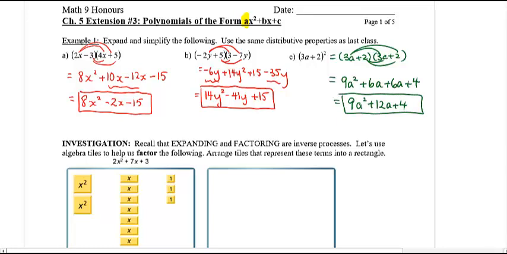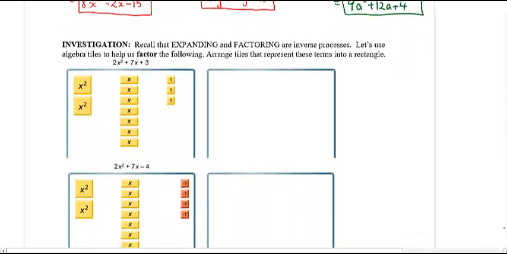Now, remember how expanding and factoring are inverse processes? So now, let's use algebra tiles to help us factor the following. Notice the first question is 2x squared plus 7x plus 3. There's my 2x squared. Here are my 7x's, and there are 3. Remember, our goal is to rearrange it into a nice rectangle. So we always start with the x squares in the top left corner. There are 2 of them this time, so I'll just go with 2 like this.